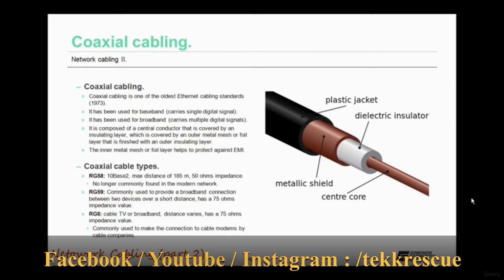Then we have RG6, which is used for cable TV or broadband. Now the distance that RG6 can span varies, but it still has a 75 ohms impedance value. And it's commonly used to make the connection to a cable modem by the cable company.